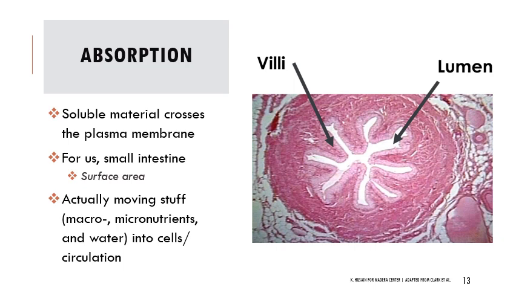So once you're able to actually absorb stuff into your cells, we go through this process called absorption. So soluble material is crossing the plasma membrane, and for us that's happening a lot in our small intestine. So we have tons of surface area in the small intestine. And so that huge amount of surface area really allows us to move stuff out of that lumen, that open space in our small intestine, and reclaim it. Because if we don't absorb it into our body, it just passes out as feces.